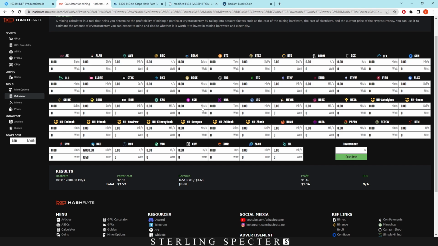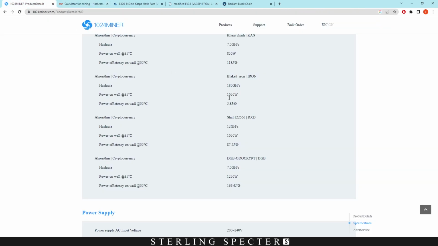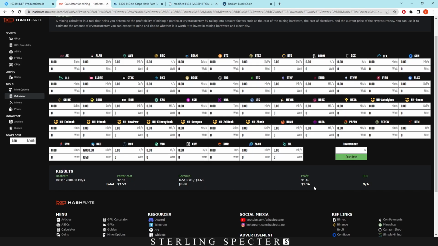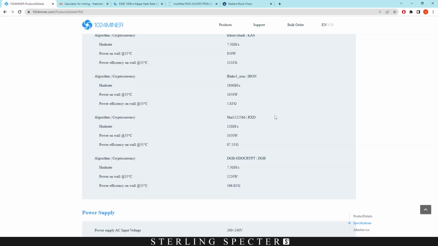Maybe Kaspa coin. I believe that you could use FPGAs on the Ergo network. I think there was some update around that, but I don't know if it went through or not. So you can make around $1.16 per day in profit. So that's for Radiant coin.